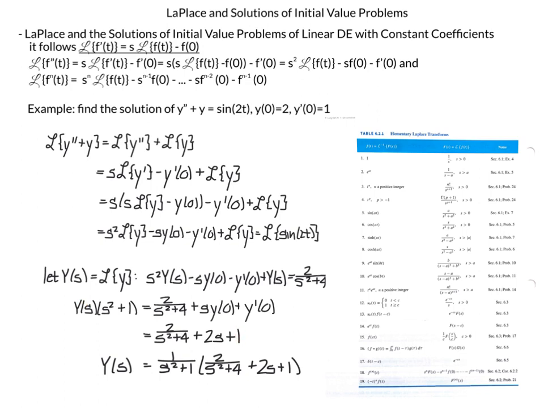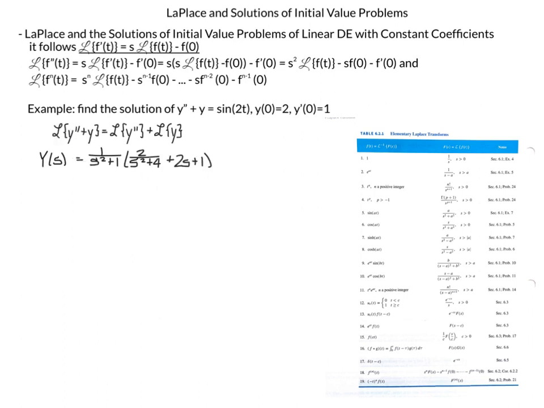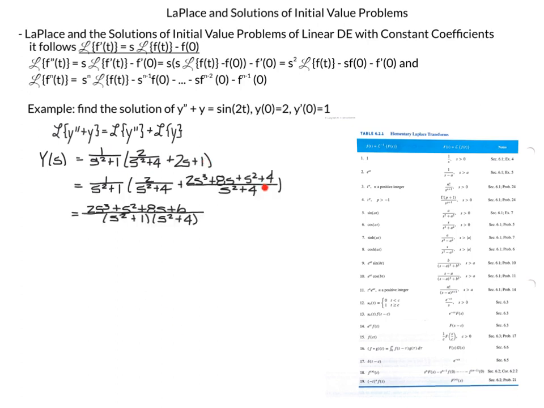So now if I divide both sides of this equation by s squared plus 1, I get Y(s) is equal to 1 over s squared plus 1, times 2 over s squared plus 4, plus 2s plus 1. I've moved that equation for Y(s) up here to give myself more room. Algebraically, you can see that's equal to 2s cubed plus s squared plus 8s plus 6 over (s squared plus 1)(s squared plus 4).